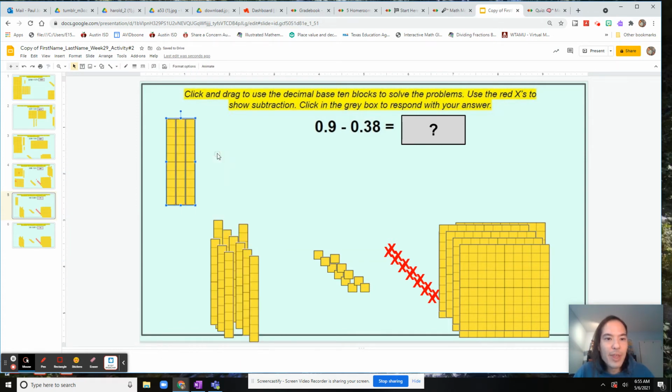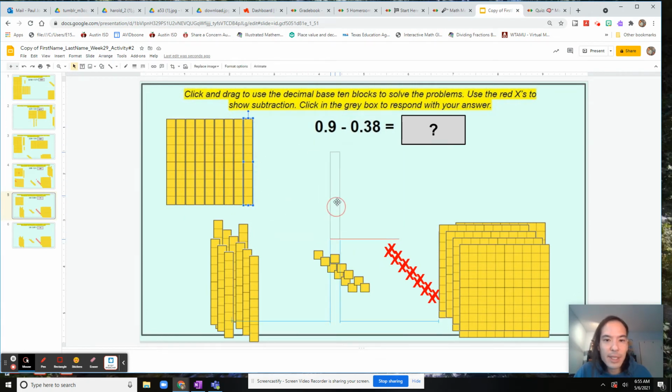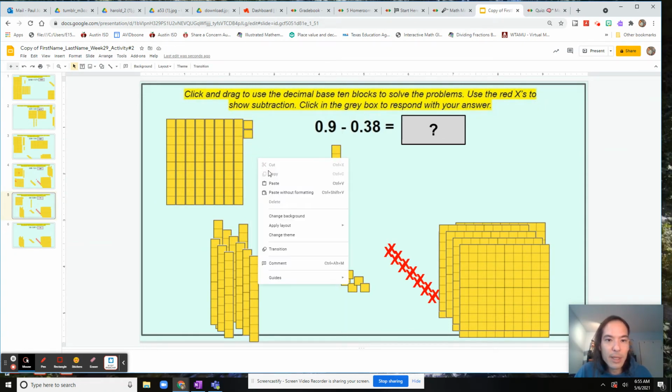I'm going to do the same thing where I make 3 tenths and then I just want to copy it to save some time. Because dragging all those might take a little longer. All right, so there's 9 tenths. Now I need to take 38 hundredths away. So what I'm going to do is take this tenth out and replace it with 10 of these hundredths units. Remember, 10 hundredths also equals 1 tenth.